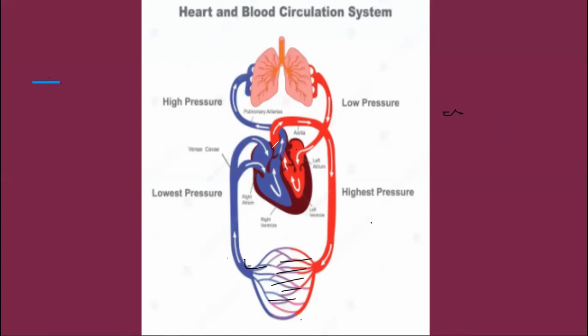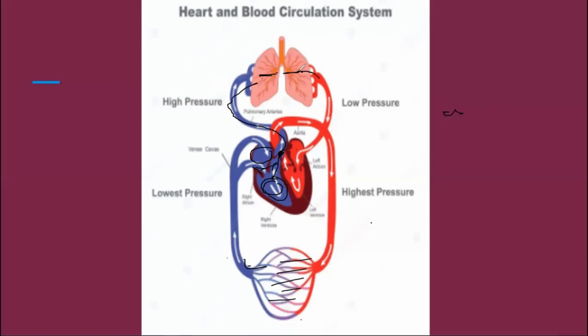So the right atrium contracts, the tricuspid valve opens, the blood comes down into the right ventricle. The tricuspid valve closes. The right ventricle contracts, the pulmonary valve opens, the blood flows via the pulmonary artery to our lungs. The pulmonary valve closes so that the blood may not flow back. In the lungs, gaseous exchange takes place. Carbon dioxide is given to the lungs, which we exhale out, and oxygen is picked up.